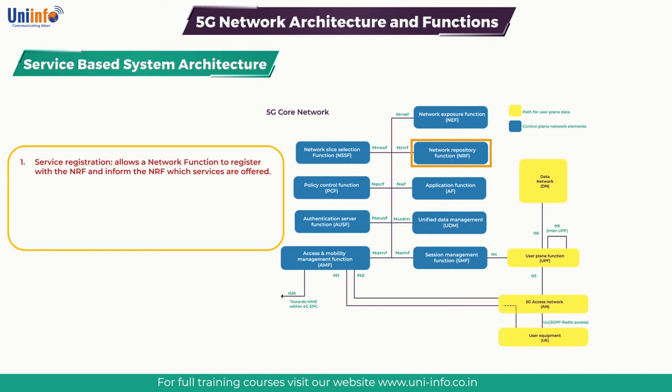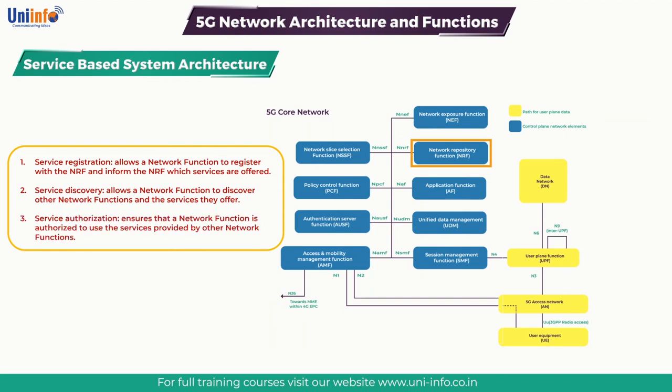First, service registration allows a network function to register with the NRF and inform the NRF which services are offered. Second, service discovery allows a network function to discover other network functions and the services they offer. Third, service authorization ensures that a network function is authorized to use the service provided by other network functions.